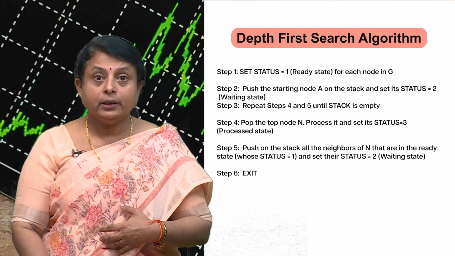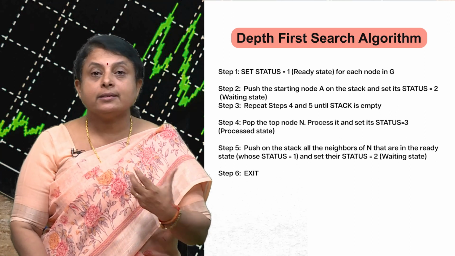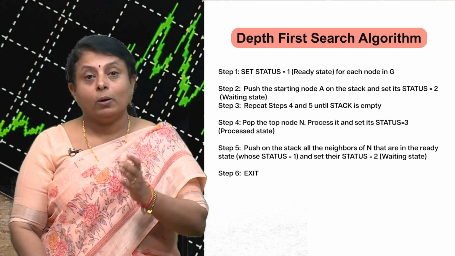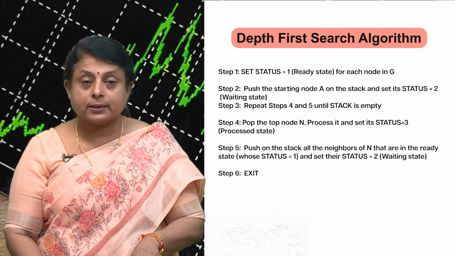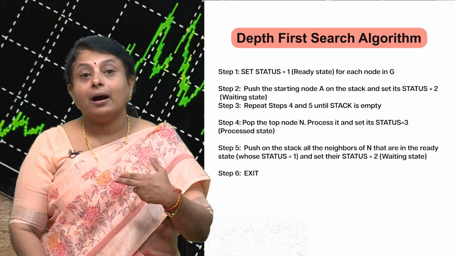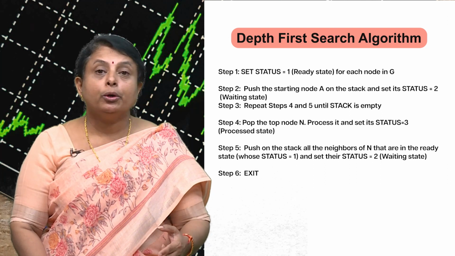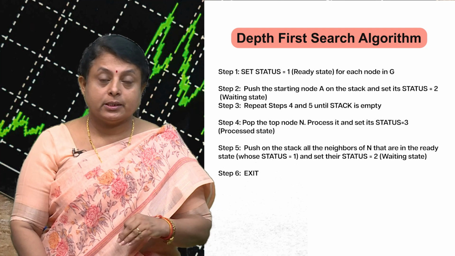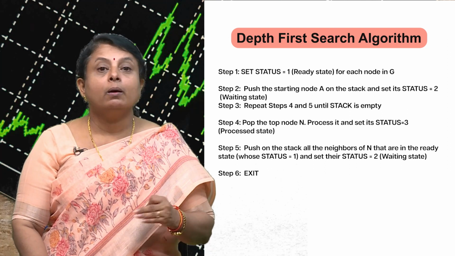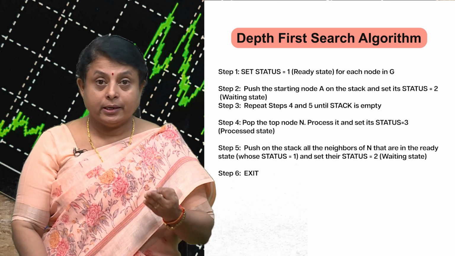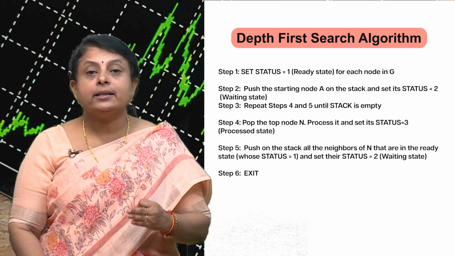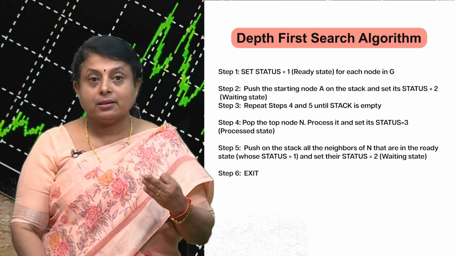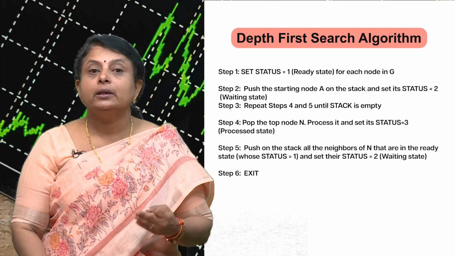The DFS algorithm can be further elaborated using another set of steps. Step 1, set status equal to 1, the ready state, for each node in G. Step 2, push the starting node A on the stack and set its status as 2, that is, the waiting state. Step 3, repeat steps 4 and 5 until the stack is empty. Step 4, pop the top node N, process it and set its status as 3, that is, the processed state. Step 5, push into the stack all the neighbors of N that are in the ready state, that is, whose status is equal to 1, and set their status as 2, the waiting state. So, steps 4 and 5 will be repeated until the stack is empty. Step 6, exit the DFS algorithm.